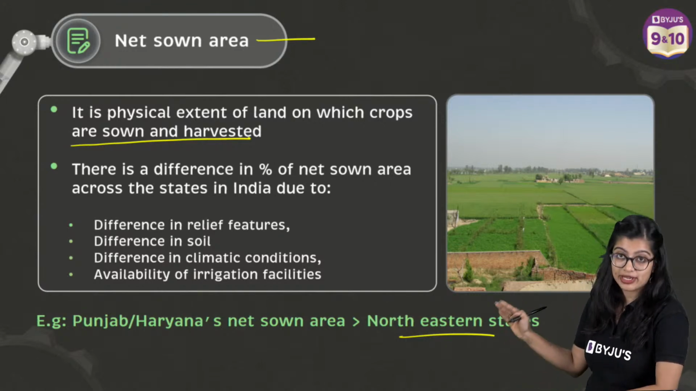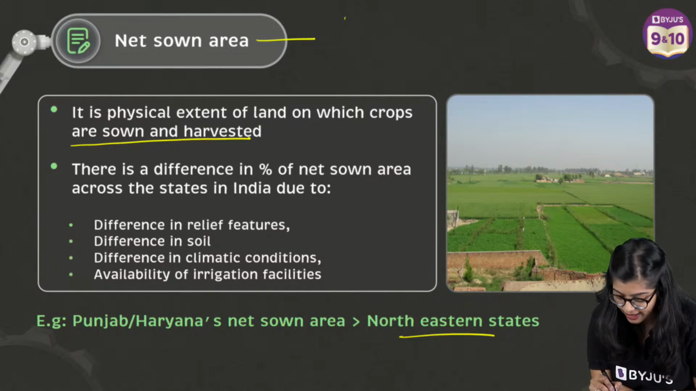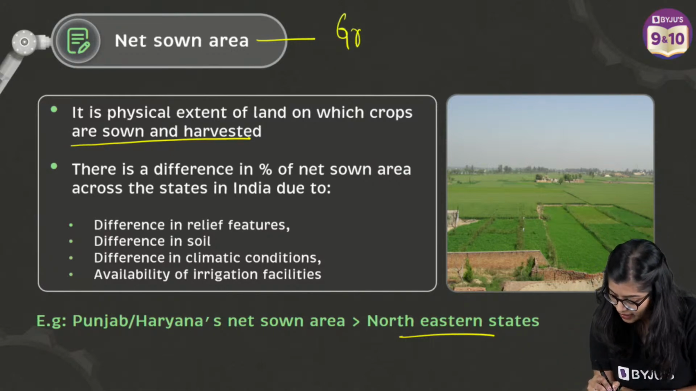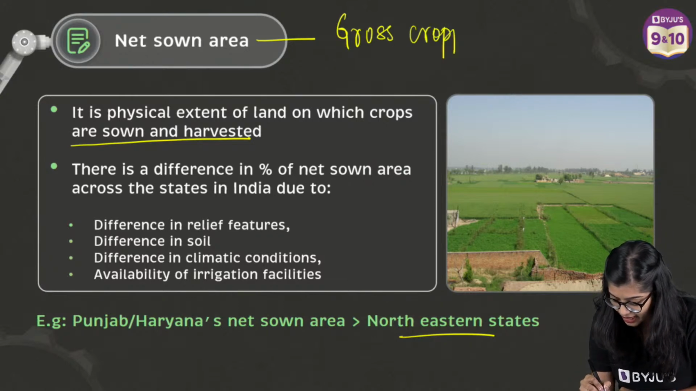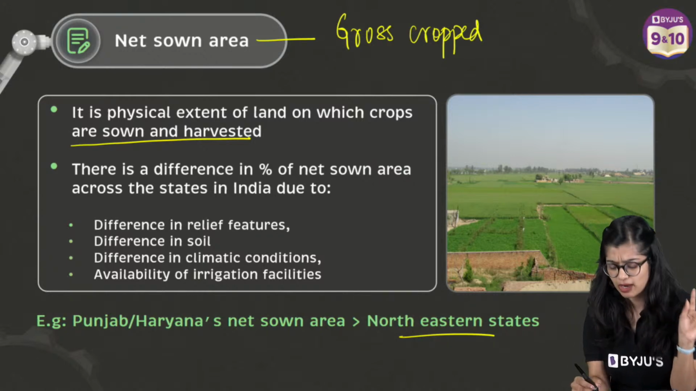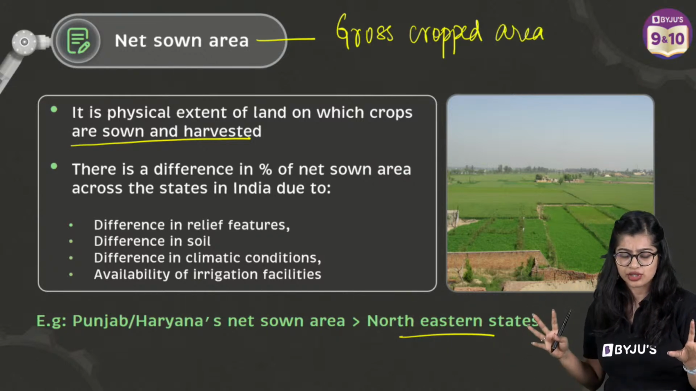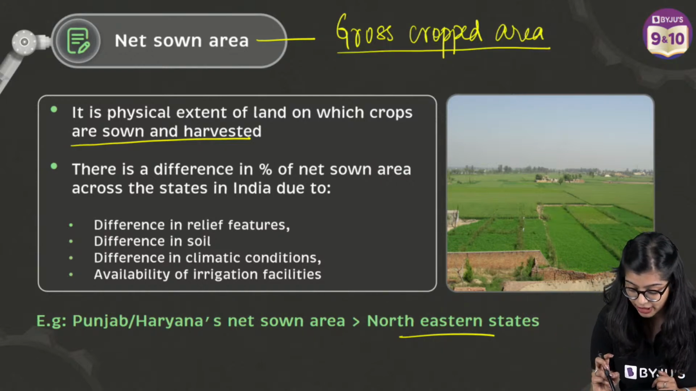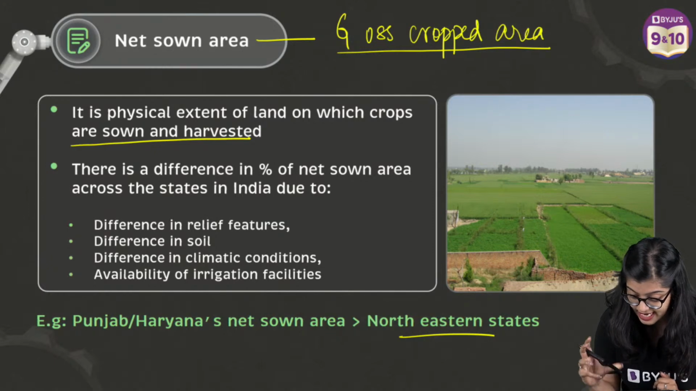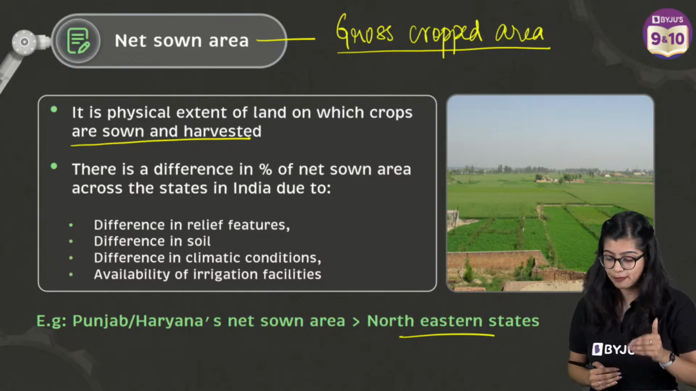Now the next topic that comes in this, which is a very tricky topic but an easy one, is gross cropped area. Okay? So you have net sown area, which you understood, which is basically the physical extent of land wherein you do your agriculture. Then what is this gross cropped area? Why suddenly has one new term come into the picture? Why can't we just call everything net sown area? Why do we have something as gross cropped area?